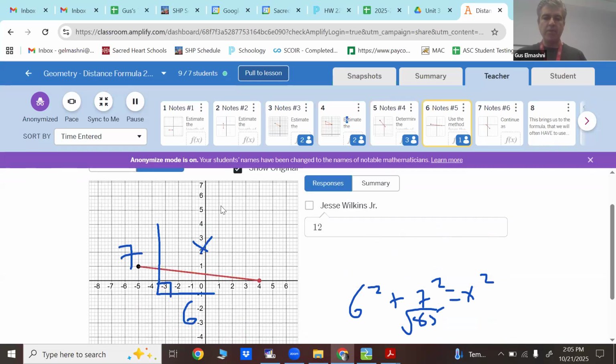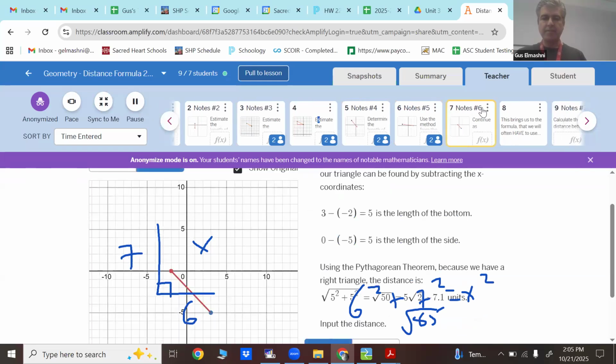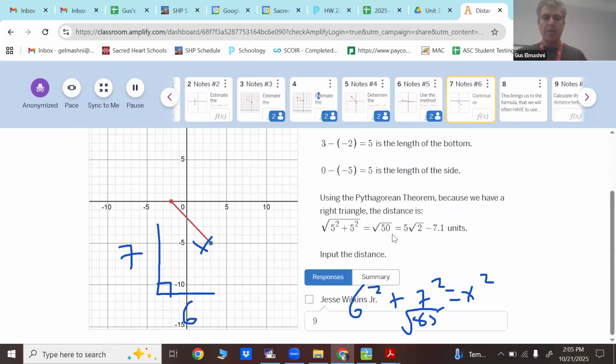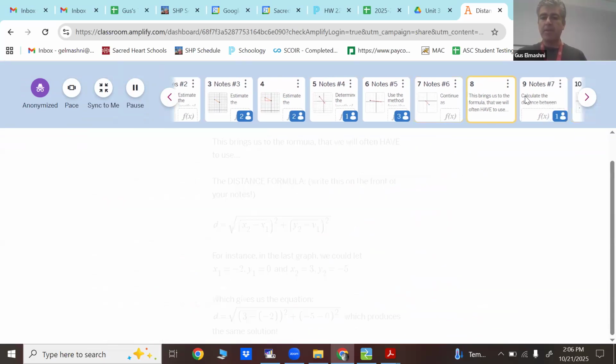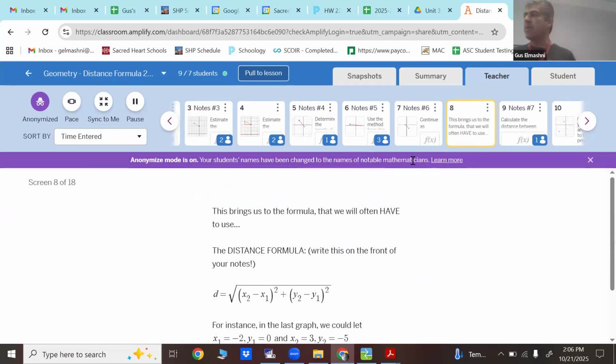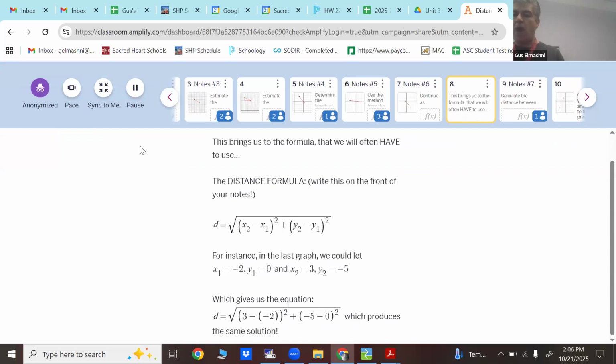This one, notes number 5, is again more of the same stuff. You do more practice, and what you're doing is literally taking the difference in x and y coordinates. Then in note 8, you actually stumble upon the distance formula, which is kind of a wacky formula. Don't be daunted or intimidated by this.